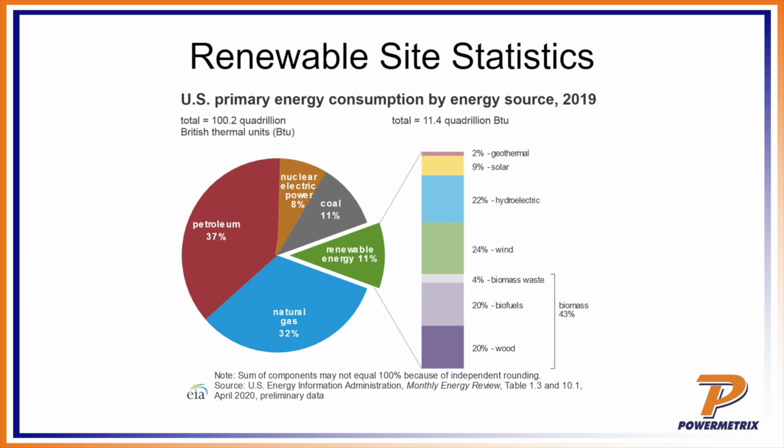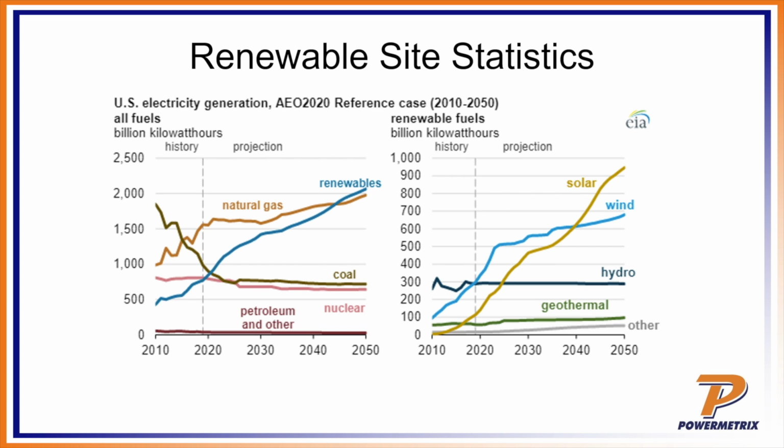Beyond biomass, wind is actually the #1 producer at 24%. Hydroelectric comes in at third place with 22%, and then solar at 9%. If we look at the trends for the future, and this is really what concerns you as the utility, it's that renewables are gaining a lot of steam.